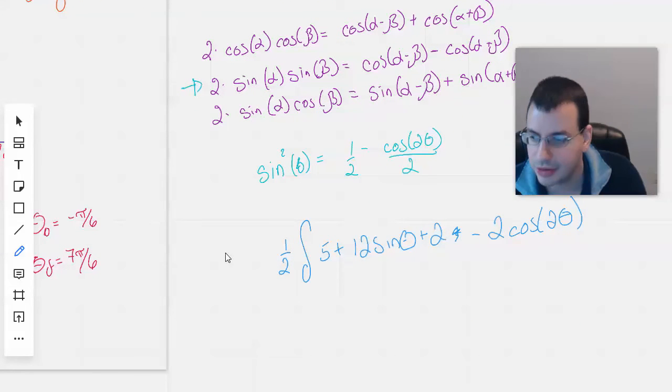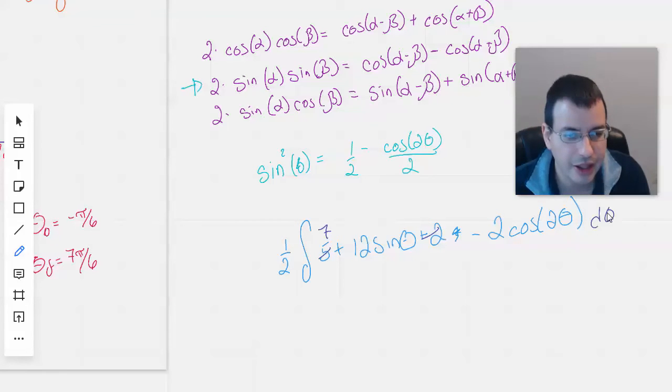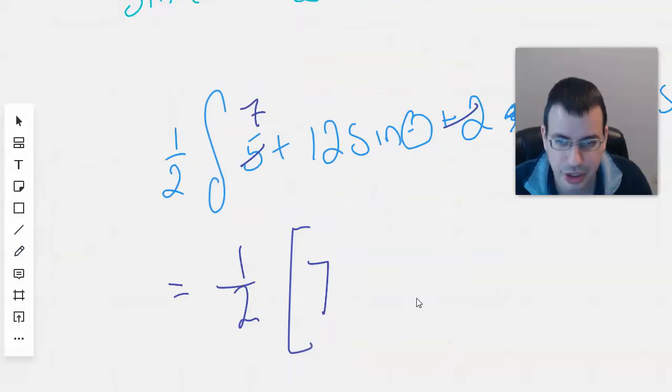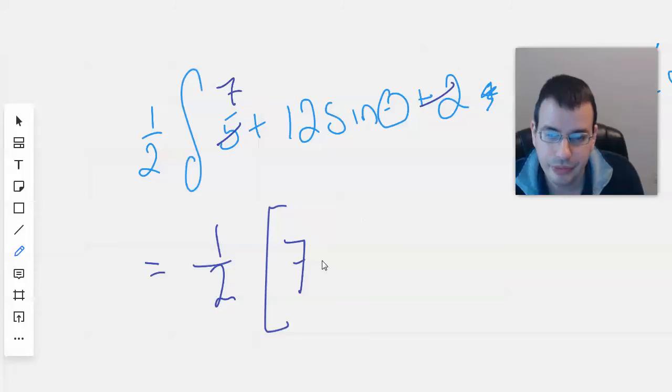Then we simplify things slightly. So the 5 and the 2 becomes a 7. Now, I think we just integrate. So we'll do, I should zoom in a little bit, there we go. 7 theta plus 12, this is going to be cosine of theta.